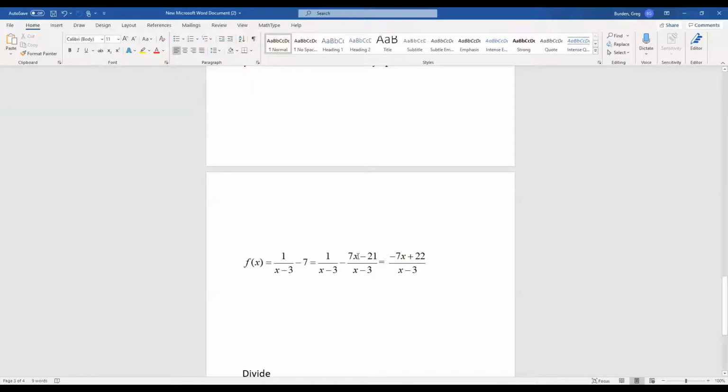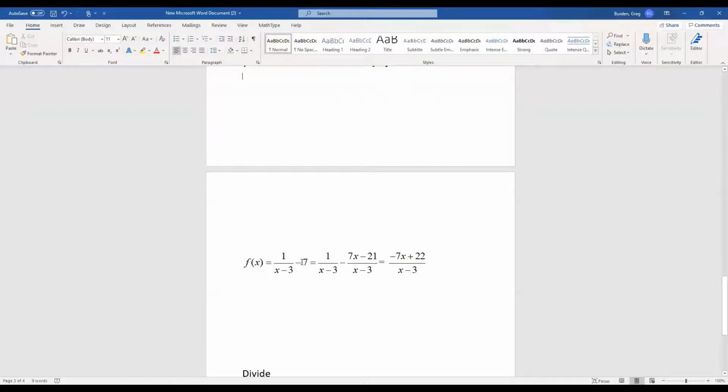So I change 7 to 7x minus 21 over x minus 3 by multiplying 7 times x minus 3, and of course the denominator of 1 for 7 over 1, multiply that by x minus 3. We can now do the subtraction. 0 minus 7x is negative 7x. And we have 1 minus negative 21, which is positive 22. So negative 7x plus 22 over x minus 3 is the same as the 1 over x minus 3 minus 7 that I started off with.